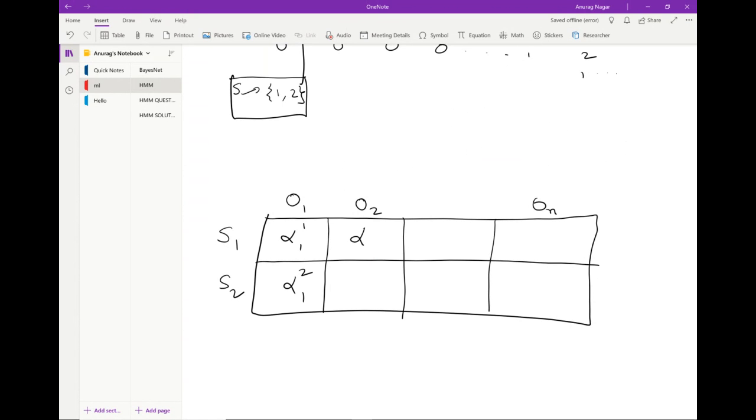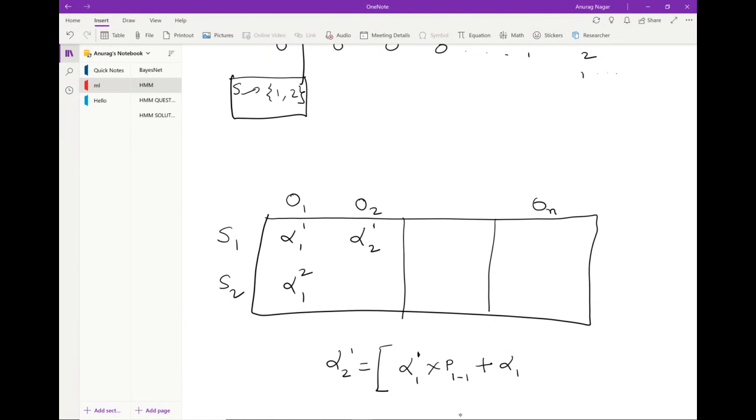Now, I need to figure out alpha 2, 1. Alpha 2, 1 can be written very simply: you take this jump plus this jump, add them up. So what is this jump? Well, this jump is alpha 1, 1 multiplied by the probability of the 1 to 1 jump, plus alpha 1. So this is done, we have already taken care of this. Now we're going to take care of this part. This is alpha 1, state 2 multiplied by the probability of the state 2 to state 1 jump. This is starting, ending.